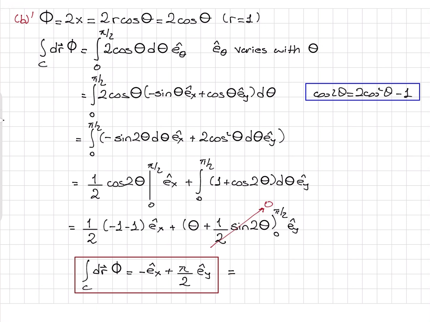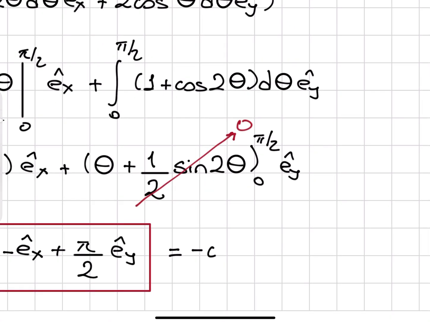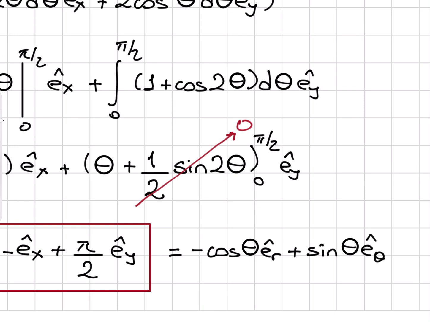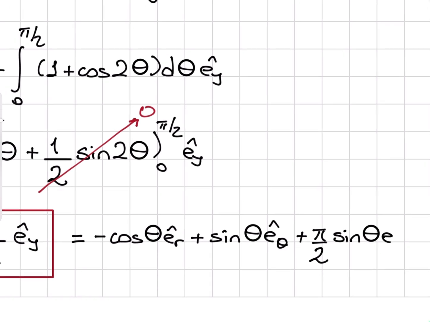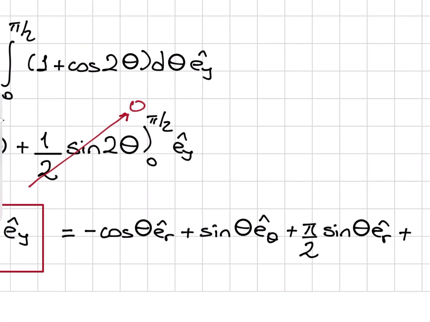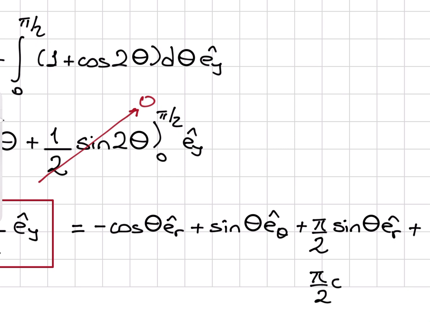So this is equal to minus Ex hat, which is minus cosine theta Er hat plus sine theta E theta hat. And then we have pi over 2 Ey hat, which is plus pi over 2 sine theta Er hat and then plus pi over 2 cosine theta E theta hat. So let's just clean this up.